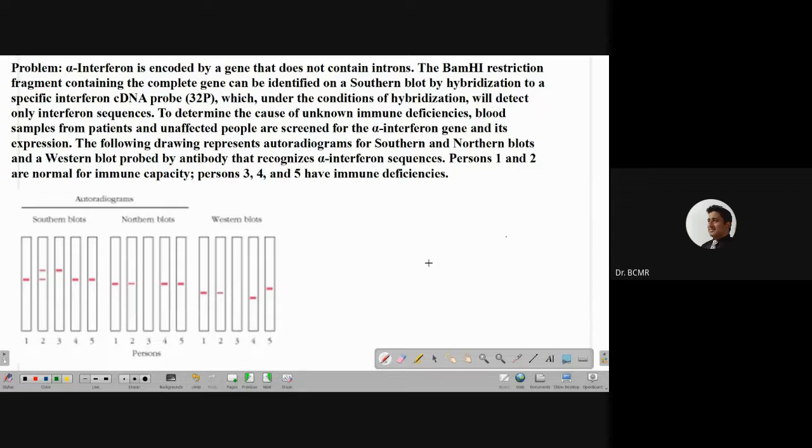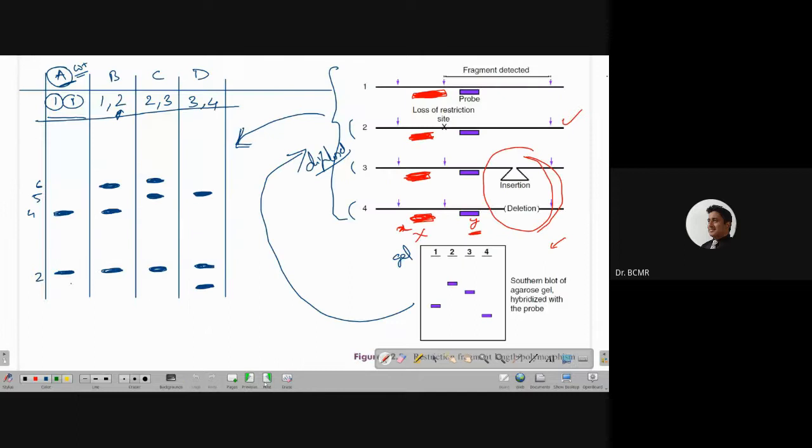And if we can try to solve this today, we will finish it off. That is today's class, basically. I hope you remember what we have done in the last class. We discussed Southern blotting, right? Southern blotting to detect if a sequence is present or not.